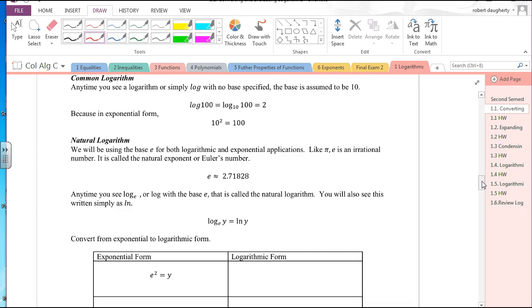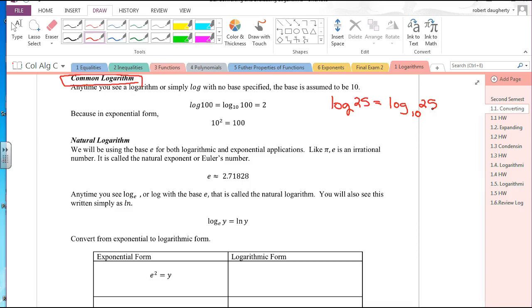Now, a couple other things about logarithms. There's something called the common logarithm. All that means is the base is 10. So anytime you see a log with no base, the base is assumed to be 10. So the log of 25 means log base 10 of 25. That's called the common logarithm. In this case, log base 10 of 100 equals 2. What's the base? What's the exponent? 10 squared equals 100. That's where that comes from.